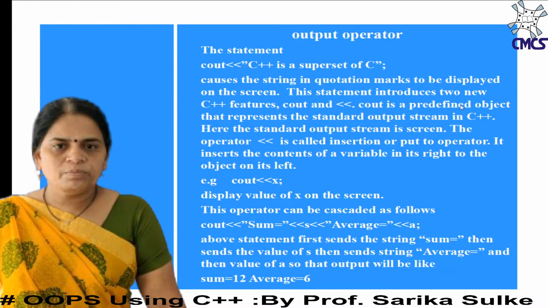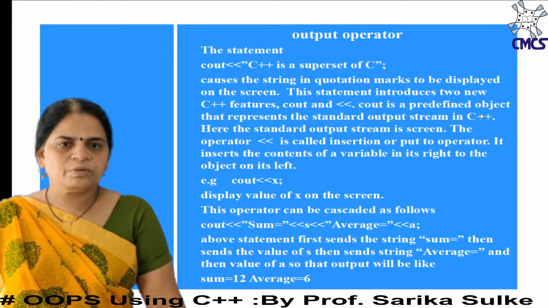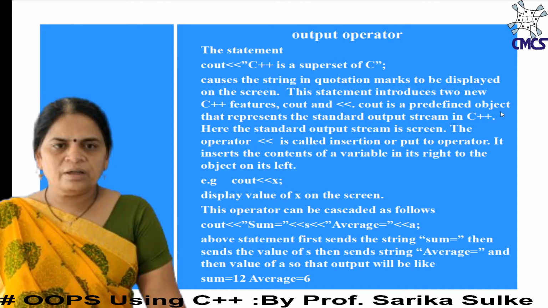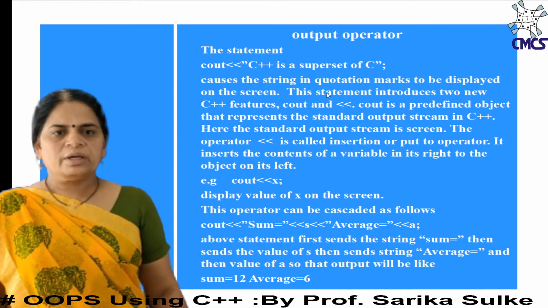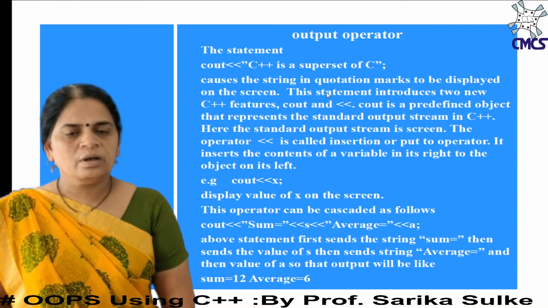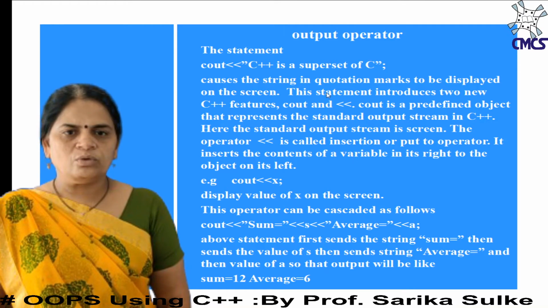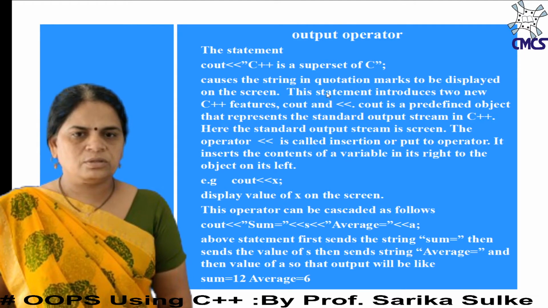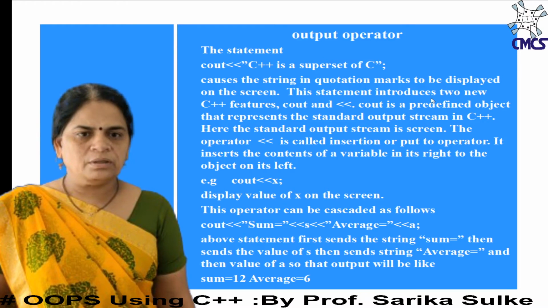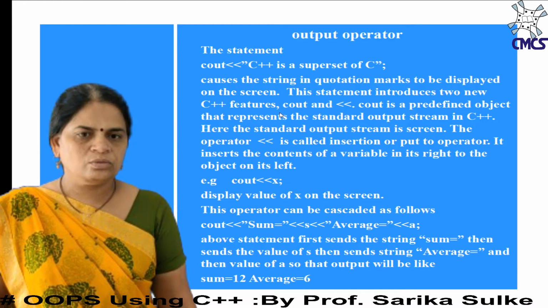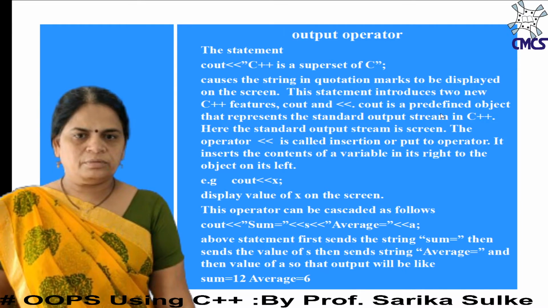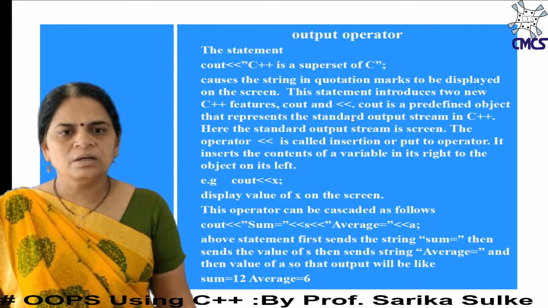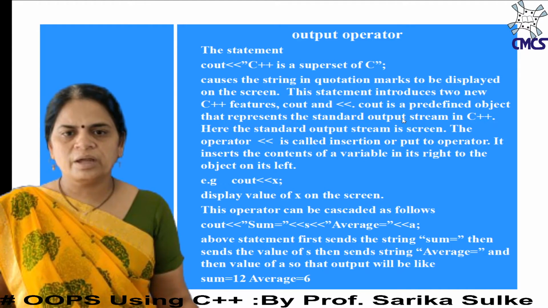So cout is predefined object that represents the standard output stream in C++. यहाँ पे जो cout लिखा है वो cout it is the predefined object जो कि है iostream.h नाम के फाइल में। So अगर आप ये यूज करते हो तो we have to include the iostream.h, and then that operator, less than का sign 2 times, it is called as the insertion or put to operator, and it inserts the contents of variable on its right to the object on its left.